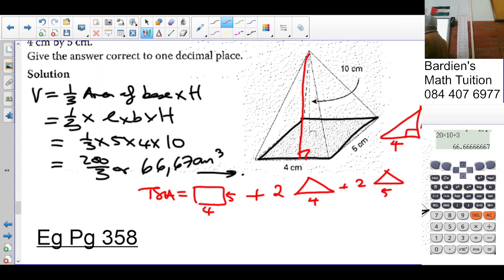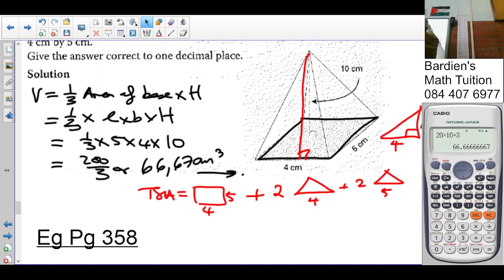So you can work out this slanted height now by using Pythagoras. Can you see that, people? So let's work it out. That would simply be 4 squared plus 10 squared. 116, the square root thereof is 2 root 29. So this slanted height is 2 root 29. Can you see that, people?